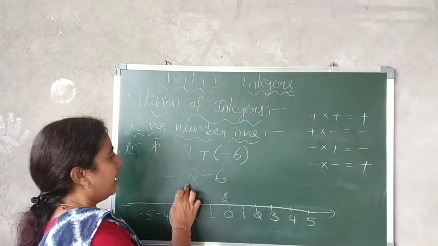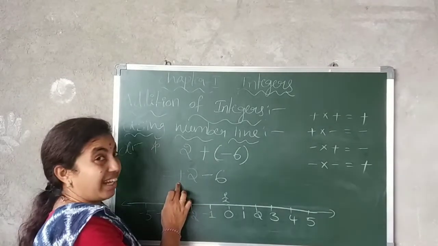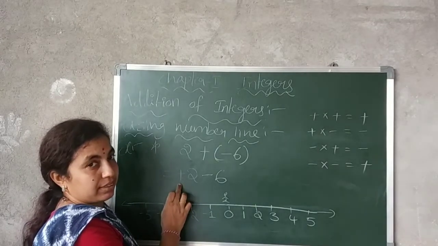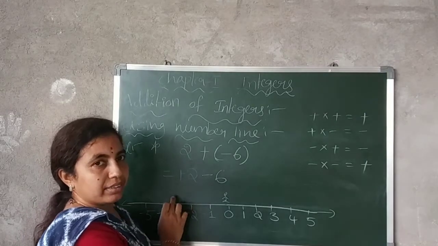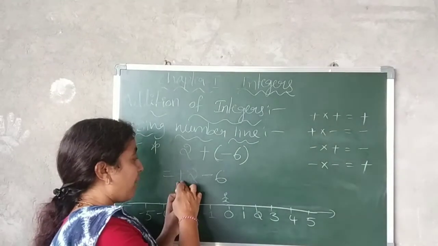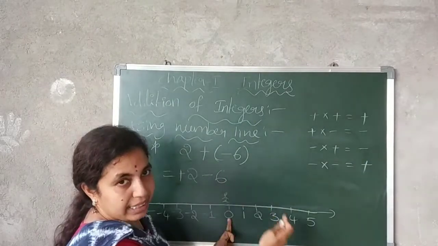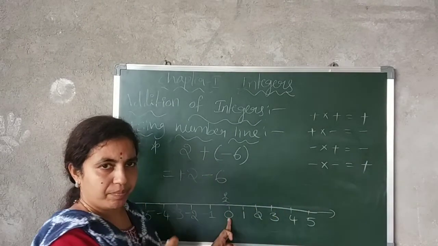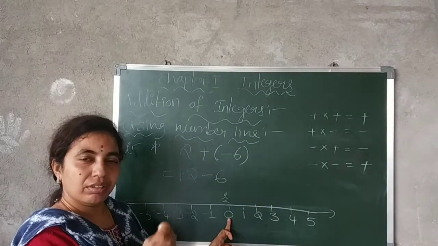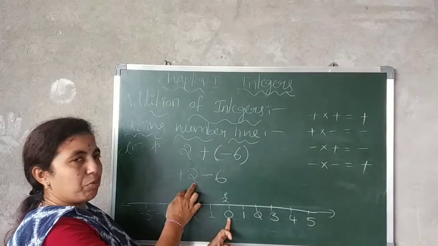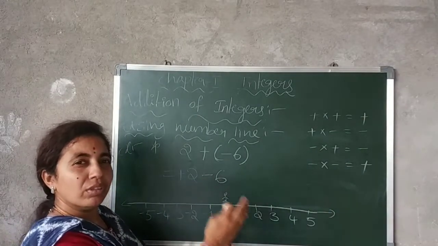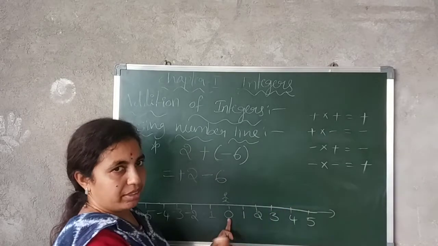Here, the first number: first you should see the sign. What is that? Plus. Whenever you have plus, starting from 0, you should move to the right side or forward. How many steps should you move? How many numbers are there, that means steps. You should move right side or forward.